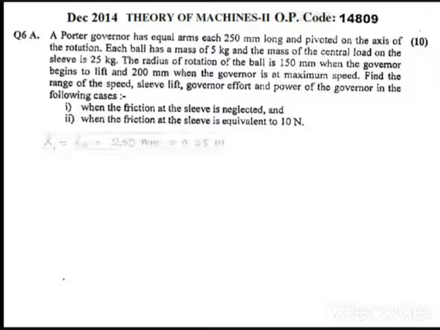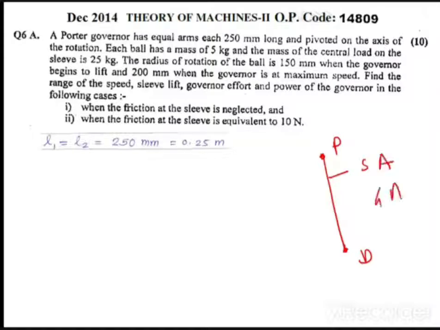So we'll start. They have said that a Porter governor has equal arms, each 250 mm long, and pivoted on the axis of rotation. From this you can understand that the diagram will be like this. Let us call this the P point and this the D point. Both points P and D will be on the axis of rotation, that is the spindle axis, or you can call it the governor axis or axis of rotation.